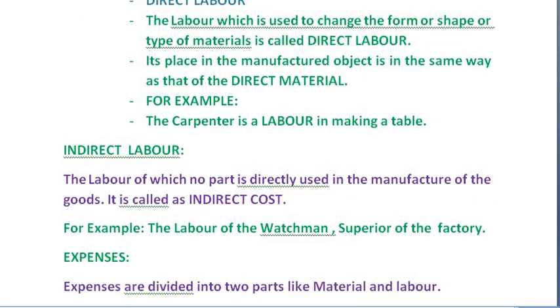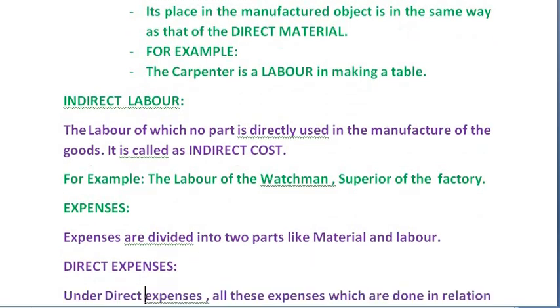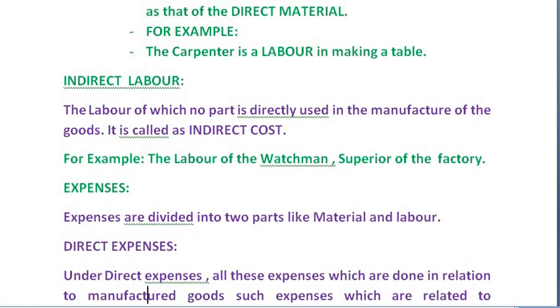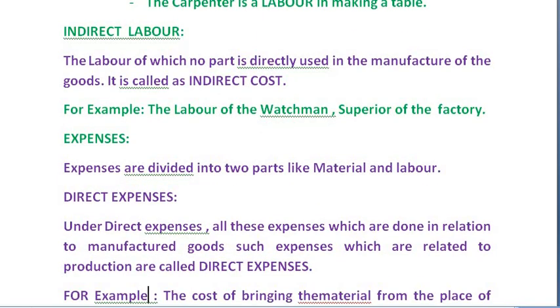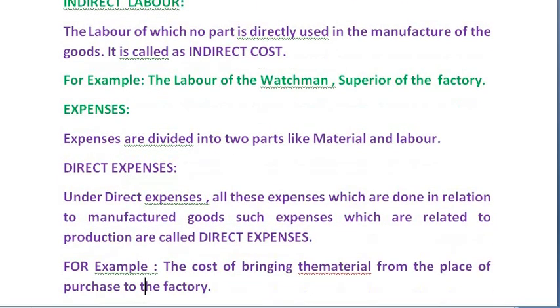The next one will be the expenses. Again, the third element, expense, is also classified into two categories: one is direct expenses, another one is indirect expenses. In the manufacturing process, the expenses which are incurred directly, those expenses we can call direct expenses. And in order to manufacture a product, we need to bear some more expenses. Without those expenses we can't complete the task.